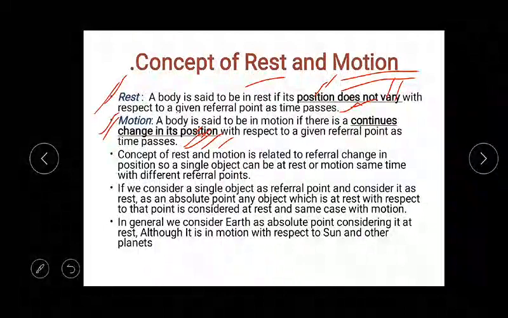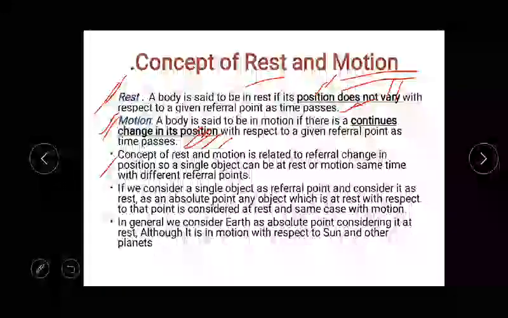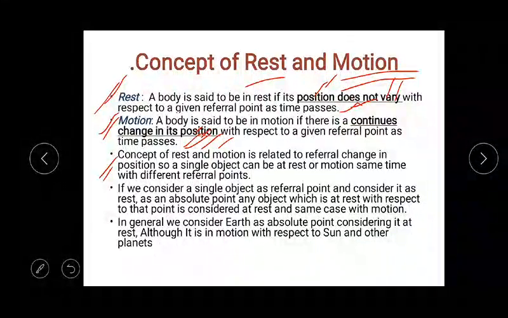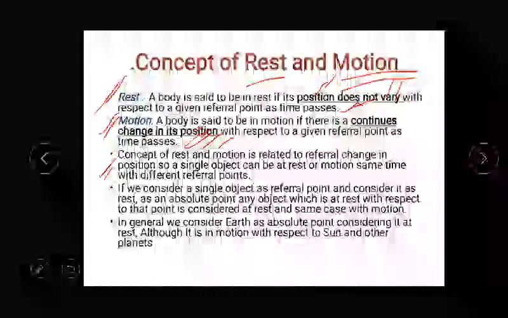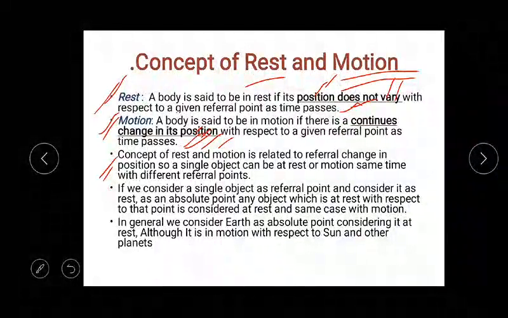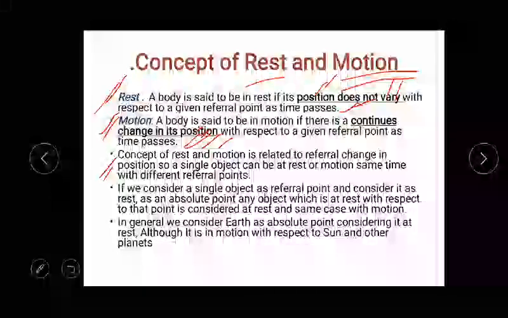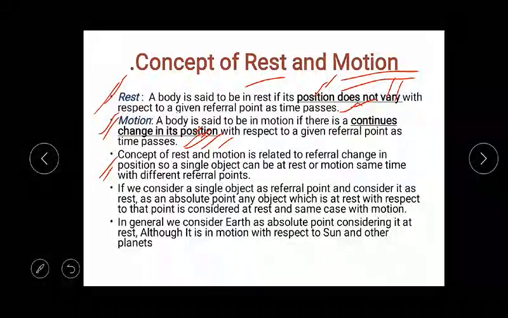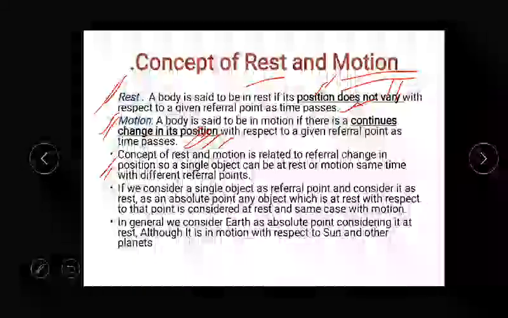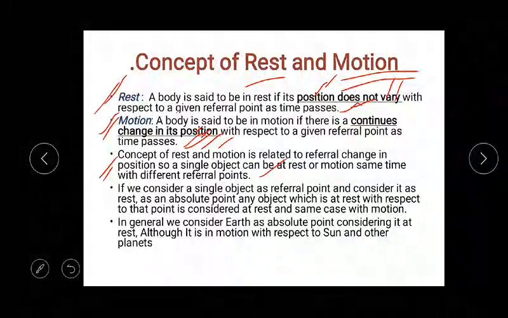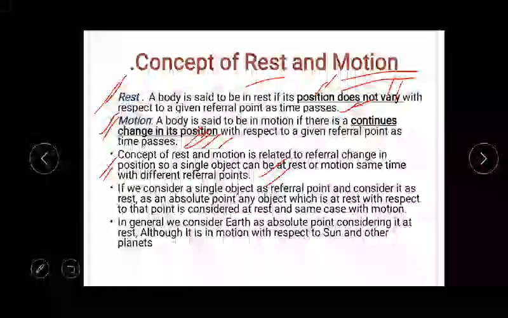Now there is a third point which says that the concept of rest and motion is related to referral change in position. So a single object can be at rest or in motion at the same time with different referral points. At the same time an object can be at rest and in motion. This is what the third point is saying.